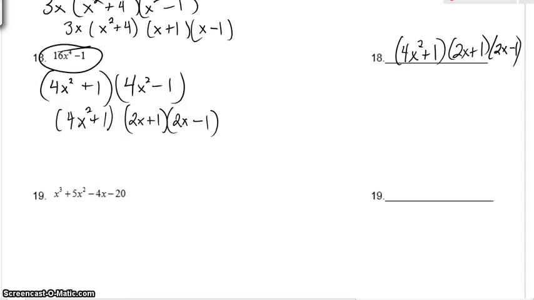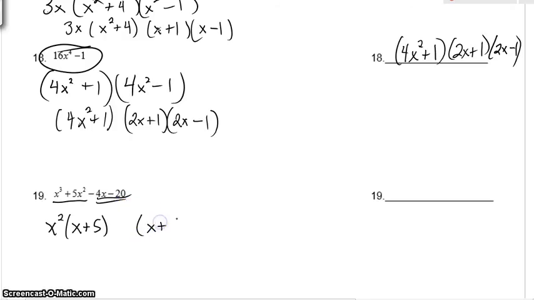For number 19, well, this is a 4-term problem. There are 4 individual items. Let's try factoring by grouping. Just look at these first two. Pull out x squared. We'll be left with x plus 5. So we look at these last two. Maybe divide out a negative 4.